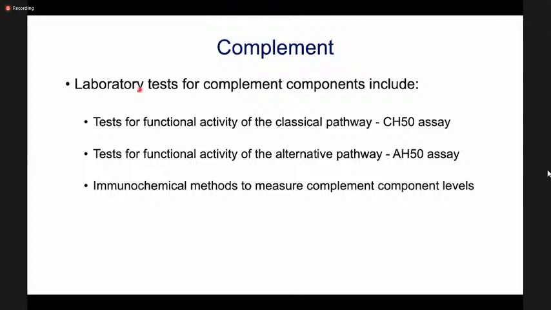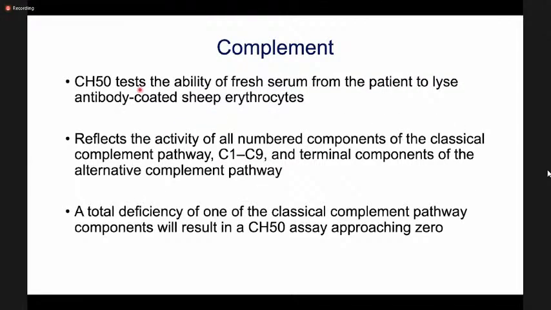For complement tests, these haven't changed from what, I don't know whether we went through this in second year, but basically there's a screening test where you're looking at functional activity, either of the classical pathway or the alternative pathway. And then there are the antigen tests where you're measuring actual complement components. Majorly it's C3 and C4 that are usually requested for.